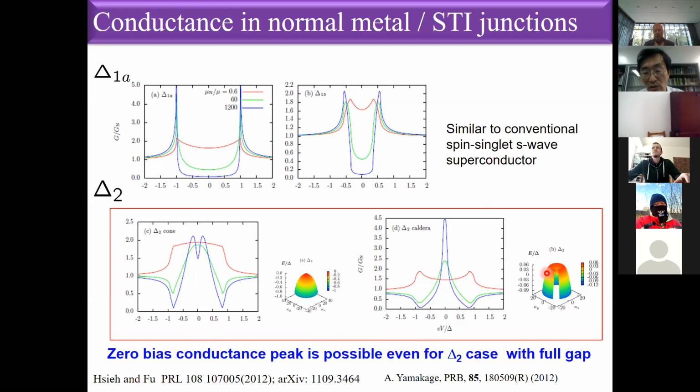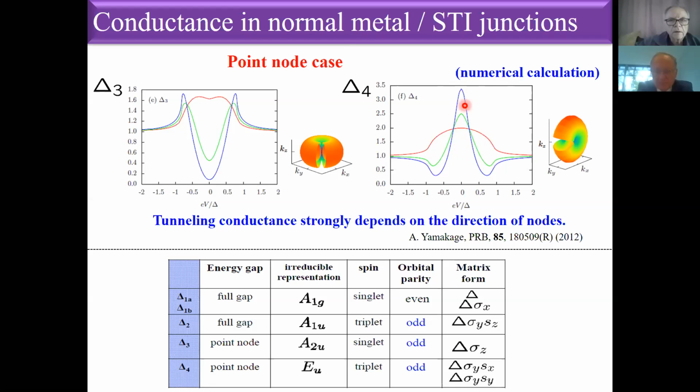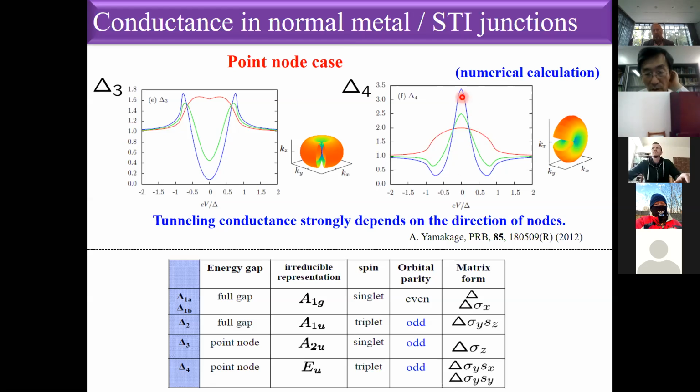On the other hand, by tuning the chemical potential, the shape of the Andreev bound state dramatically changes. It becomes a caldera type momentum dependence, quite different. It strongly depends on the chemical potential. Also, a similar thing occurs for pair potential delta 4. In this case, a zero bias conductance peak exists, but the height of this zero bias conductance peak also depends on the chemical potential.